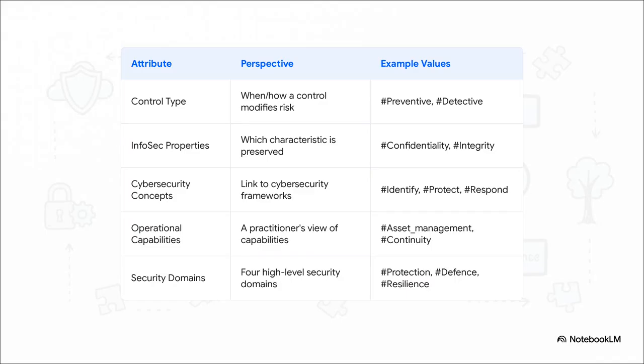And this table right here, this is the engine room. The standard gives us 5 different sets of attributes, and each one offers a totally unique perspective. You've got control types, InfoSec properties, cybersecurity concepts, operational capabilities, and security domains. Let's just quickly touch on what each of these lenses shows us.